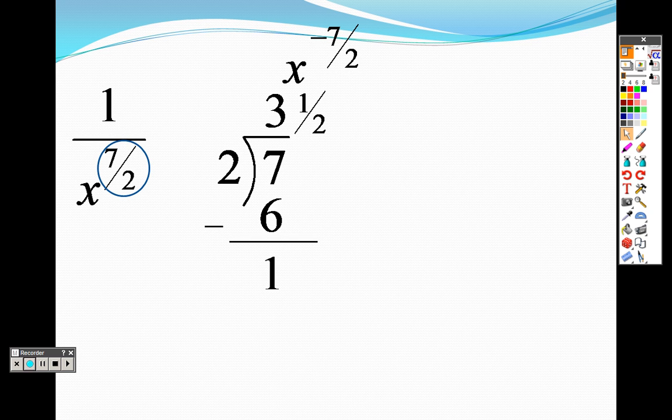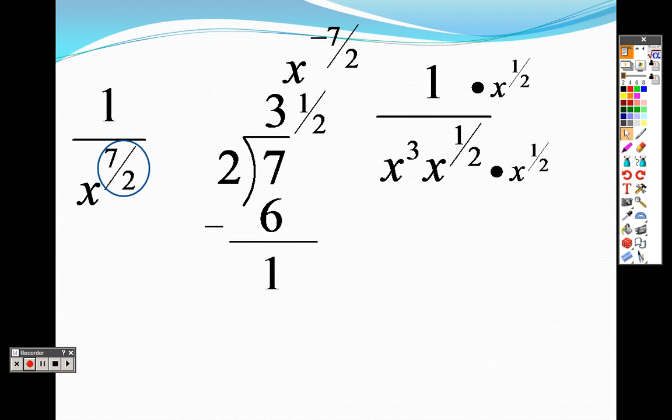So what that means is on the bottom we end up with 1 over x to the 3, because there's the 3, x to the 3, and x to the 1/2. So this tells me how many whole x's I have, and this tells me how many fractions I have. So I need to get rid of that fraction still, that half. So how can I get rid of that half? Okay, a half plus what gives you a whole? Well, a half. So I'm going to multiply both the top and the bottom by x to the half.